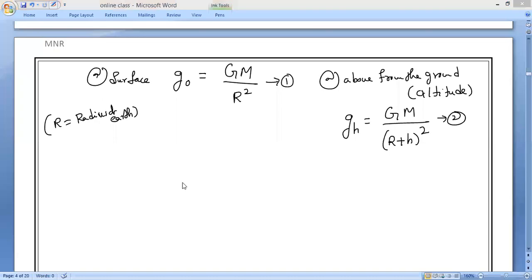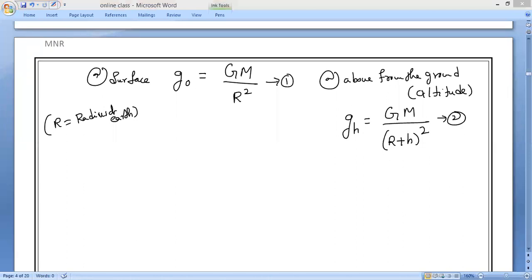The ratio of this one? At the surface it is g naught, and at a certain height above the ground it is gh. Now, if we make the ratio of these two, divide equation 2 with equation 1. What will the equation become? Anybody can tell me? Divide equation 2 with equation 1.